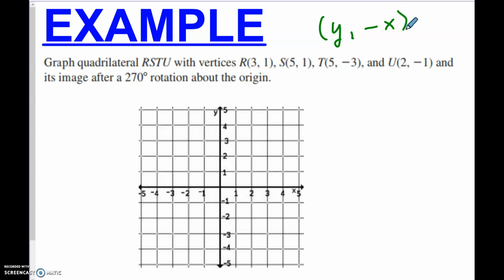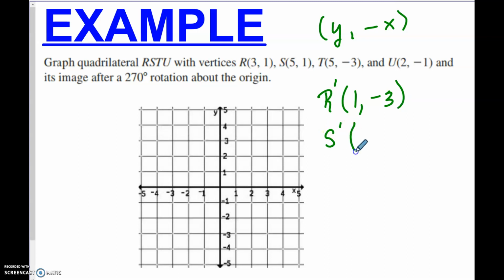So I personally don't like to graph mine. You can certainly graph it afterward if you need to, but what I would like to see on your test and any assessment is what that ordered pair is going to be. So R prime. If it's 3, 1, the y comes in front as a 1, and then we put the opposite of x. Okay, now you try the next one, S.